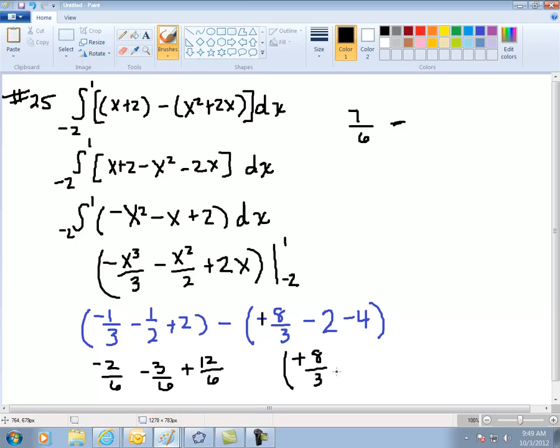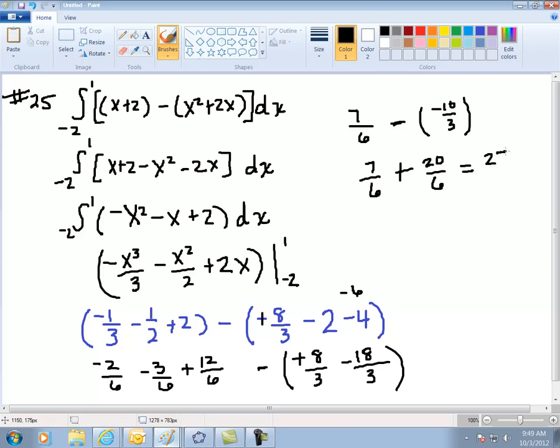All right, and now over here I've got a -2, -4 go together to give me -6. If I want to get that as a fraction, -18 over 3 subtracted in here. So this second term becomes 8 over 3 minus 18 over 3, which is a -10 over 3. So now I have 7 over 6, the negatives become positive, and this is going to be 20 over 6 if I convert this to common denominator. So my answer is 27 over 6. Reducing that to simplest terms, I can pull a 3 out of the numerator and the denominator. So my answer is 9 over 2.